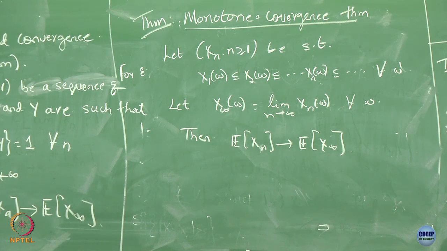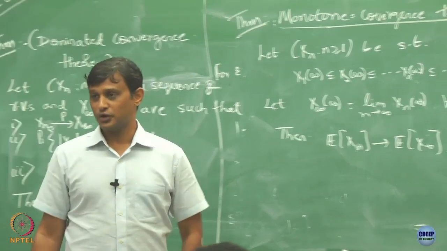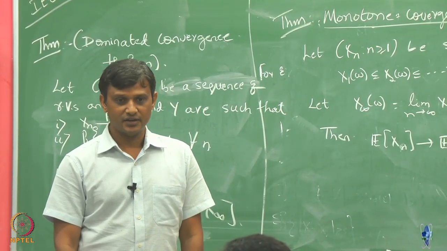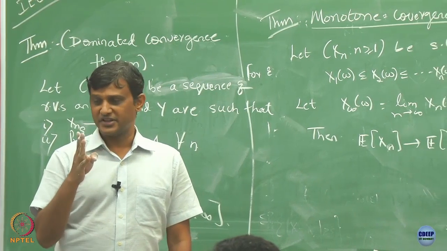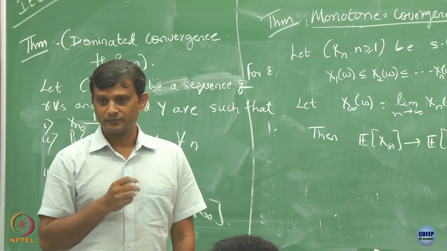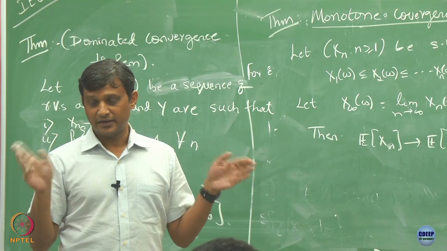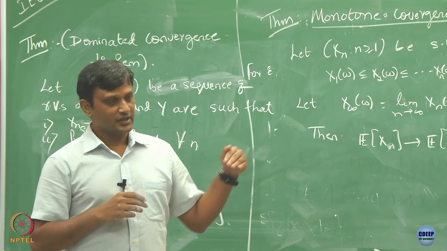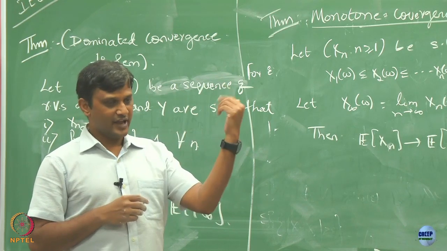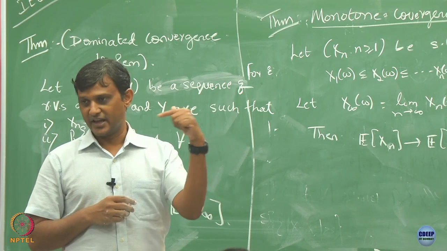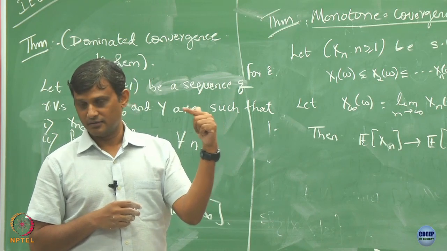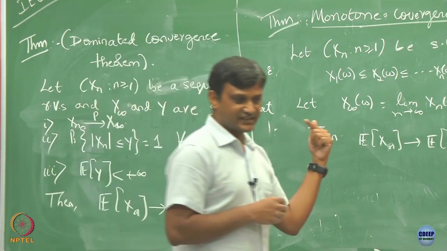So this is, as the name indicates, an analog version of monotone convergence. We already came across deterministic sequences, right? So what do we know about a deterministic sequence when it is monotonically increasing? Let us talk about the deterministic case. If it is always increasing, like a of n plus 1 is greater than or equal to a of n, what happens to the limit of a n? The limit exists, it converges.